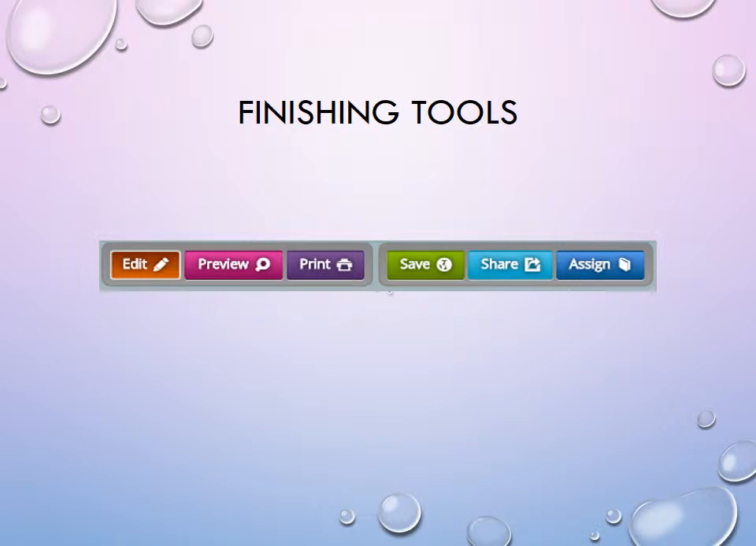The finishing tools are located towards the top of your screen. Although very self-explanatory, these tools will be frequently used as you make your board. The previewing tool helps to see how the final product would look and if your board needs to be fixed before it's published. Printing your board is a great option for students who need a physical copy or as a resource to place in an interactive notebook.